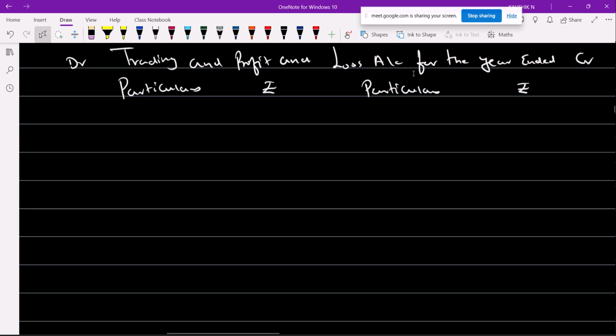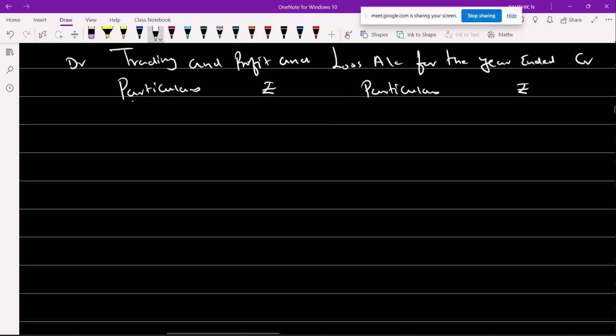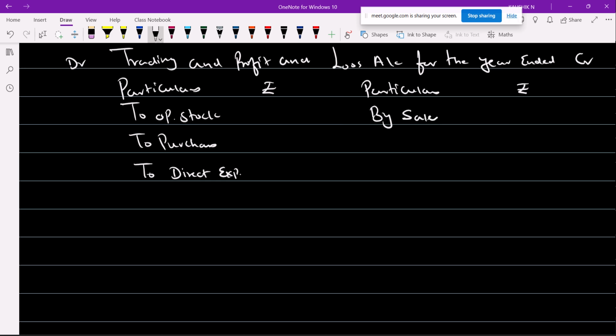Remember, the first one you're going to present is the trading account. So here you'll be recording your opening stock, your purchases, followed by that your direct expenses. On the credit side, you will be recording sales and then closing stock. This will give you a result of either gross profit or gross loss.